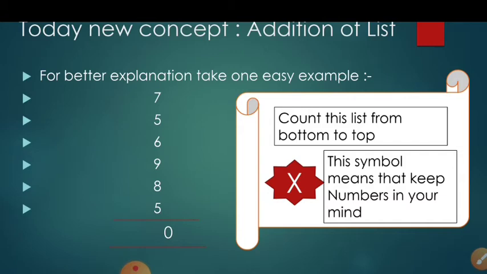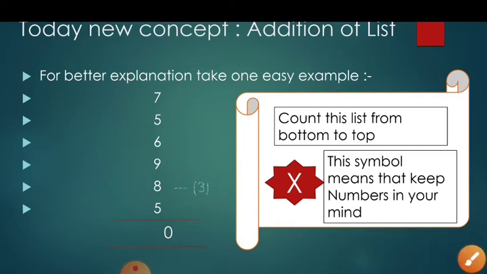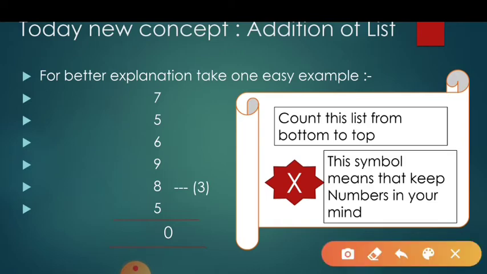So let's start adding. First you add 8 and 5, and the answer comes 13. Now forget 1. You don't know it, only remember 3. Put a dash after 8 and remember 3 in your mind. Here you can't write 3, only in your mind. Here you only do a dash, nothing else.